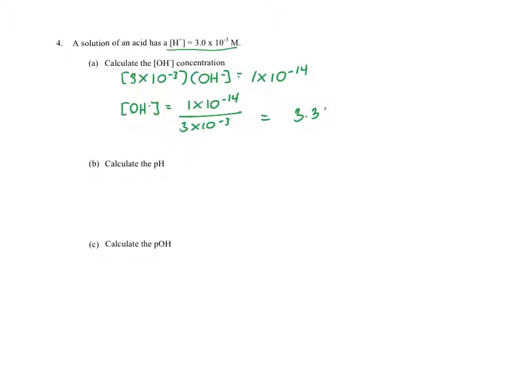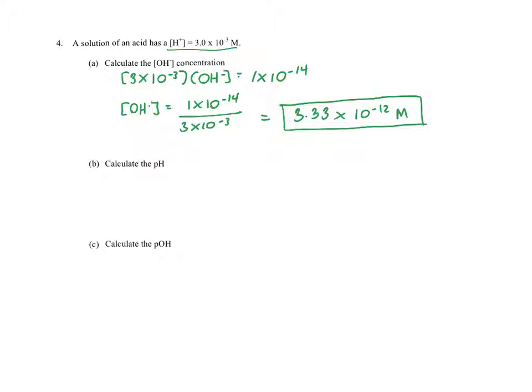So first it asks you to calculate the OH minus. So we're going to use what we used before, which is H plus, which we have 3 times 10 to the negative 3rd, times OH minus, should equal 1 times 10 to the negative 14th. If we move that around, OH minus should equal 1 times 10 to the negative 14th over 3 times 10 to the negative 3rd. And what we do is we should get 3.33 times 10 to the negative 12th molar. And that's going to be our concentration of OH minus.